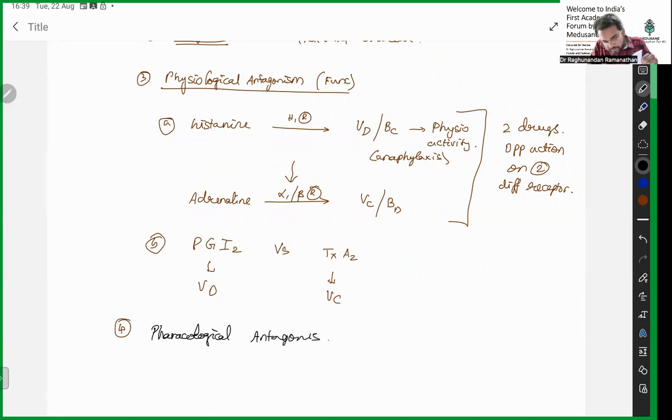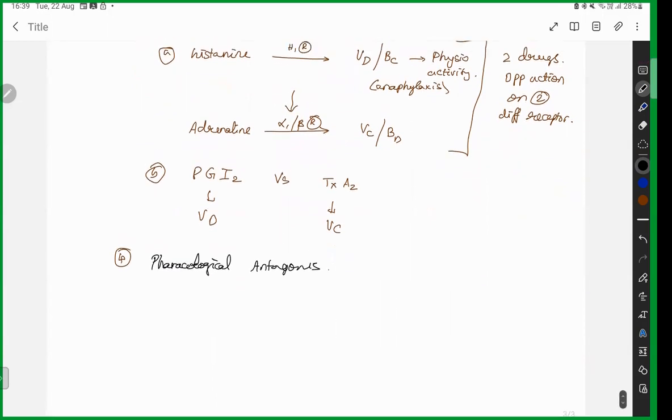What is this pharmacological antagonism? Just listen carefully, guys. Let's see how pharmacological antagonism basically works. So acetylcholine is there. In the presence of muscarinic receptor M2, it causes a decrease in the heart rate.